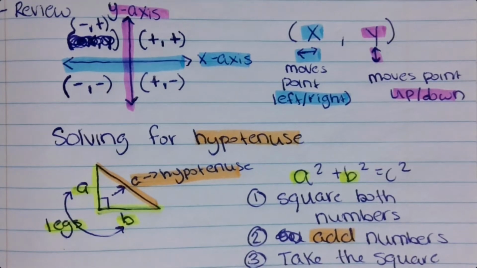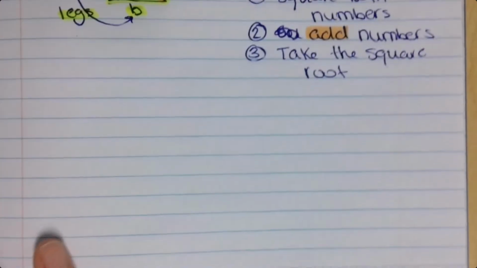I know some of you at this point are like, Miss Davy, I know how to do Pythagorean theorem. I know how to plot points. It's a-okay. We just want to make sure we got all of our bases covered. All right. Let's do just 3 quick examples.